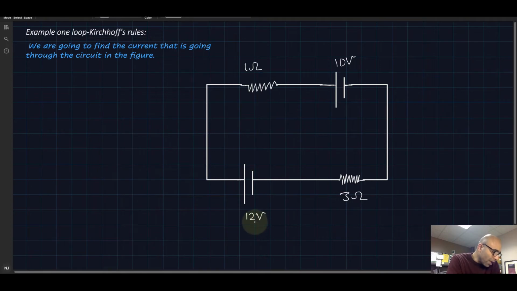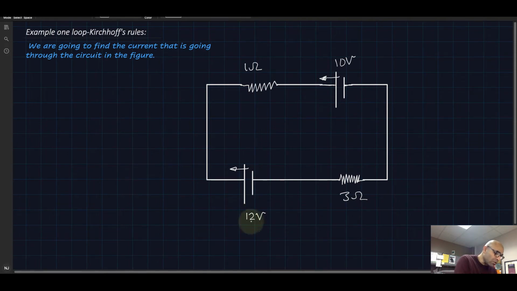So in this problem we have a 12-volt battery, and this battery is going to push the current this way, and we have a 10-volt battery, and this battery is going to push its own current in the opposite direction. This is called an electromotive force, so if you think about it as a force, it is not, but if you think about it this way, there's a 12-volt battery pushing this way and a 10-volt battery pushing this way. Which one is going to win?